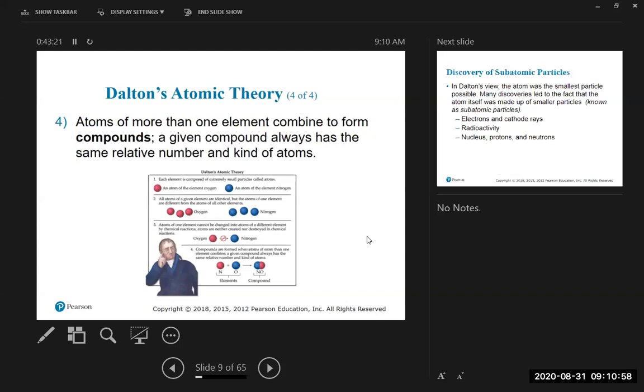Atoms of more than one element combine to form compounds, and a given compound always has the same relative number and kind of atoms. This is related to that definite proportions idea, where, as I said before, water is always H2O. Once we know the molecular formula for the compound, it's always that, if it is that compound. If it's not that, it's something else.